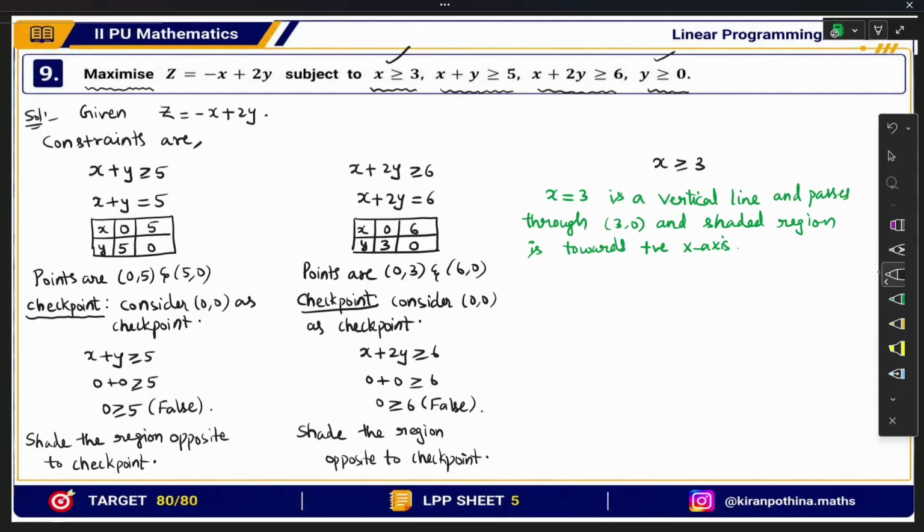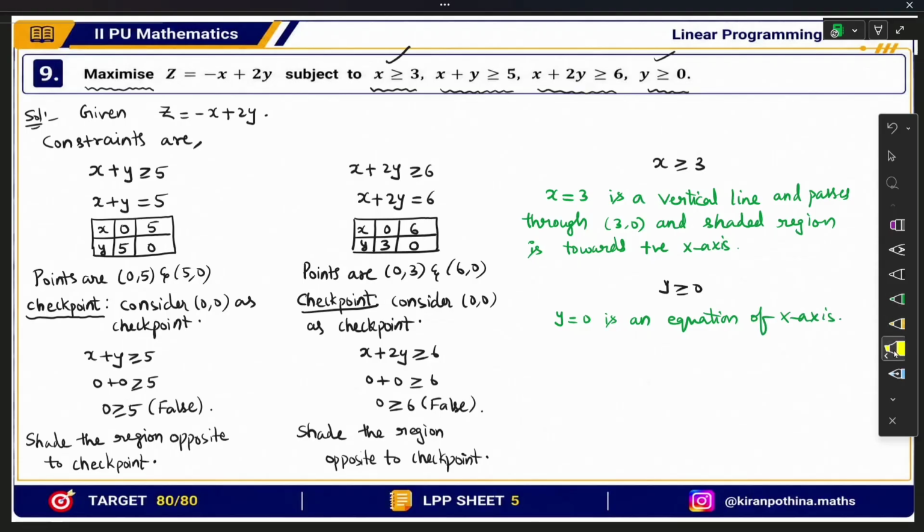Now what about y greater than or equal to 0? Here we write y equal to 0 is the equation of the x-axis.